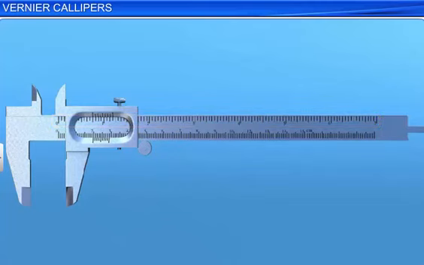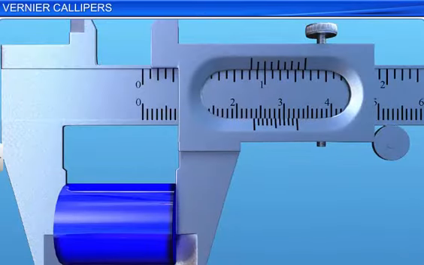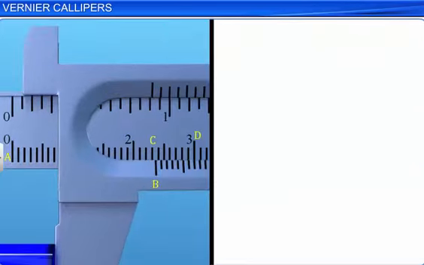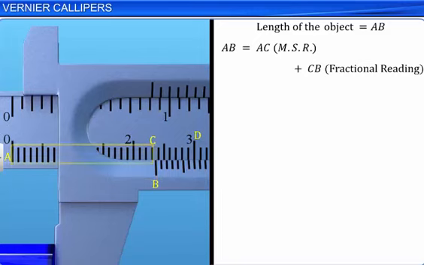Let us now see how the length of an object is measured using the vernier calipers. The object is held by the external jaws, such that the readings on the main scale and the vernier scale are as shown in the figure. From the figure, it is clear that the length of the object is AB. AB can be written as the sum of AC and CB, where AC is the main scale reading, MSR, and CB is the fractional reading, which can be determined with the help of the vernier scale.